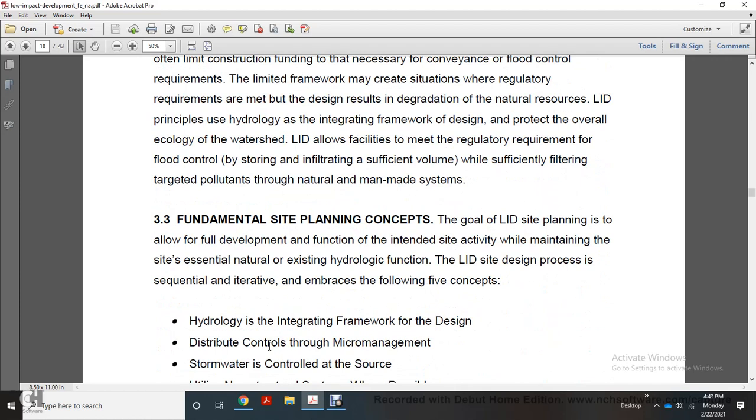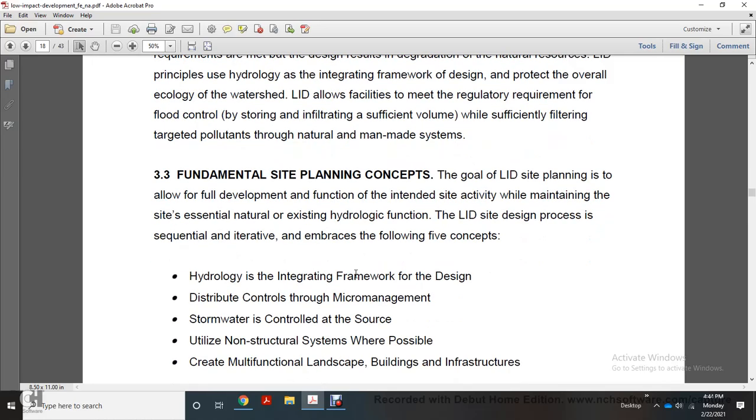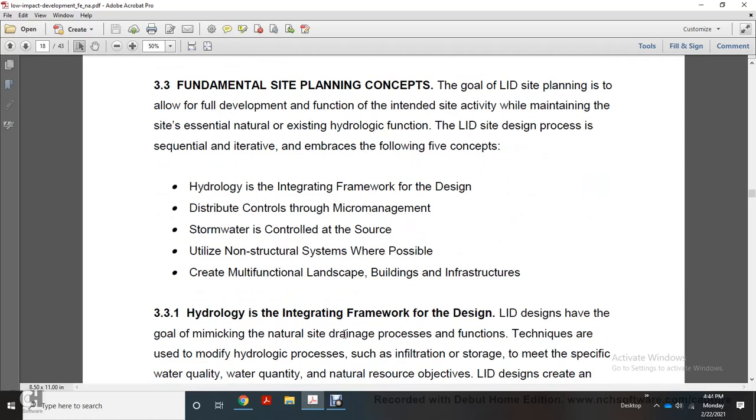Fundamental site planning concept. The goal of low impact development site planning is to allow for the full development function intended with the activity while maintaining the site's essential natural existing hydraulic function. The low impact development site design process is iterative and embraces the following 5 concepts. Hydrology as the integrating framework for the design. Distribute and control through micromanagement. Stormwater is controlled at the source. Utilize non-structural systems where possible. Create multifunctional landscape, buildings, and infrastructure.